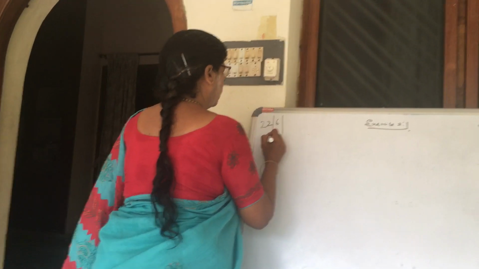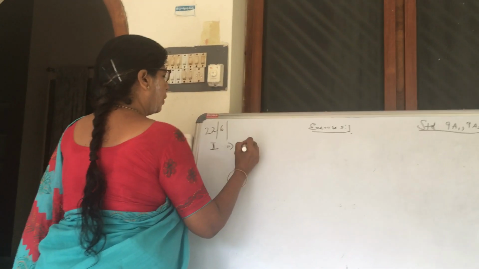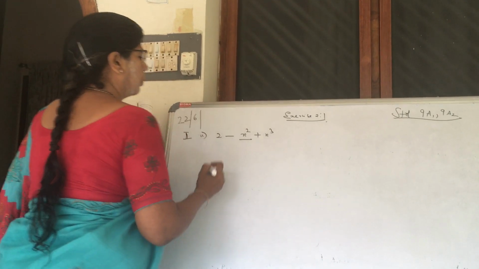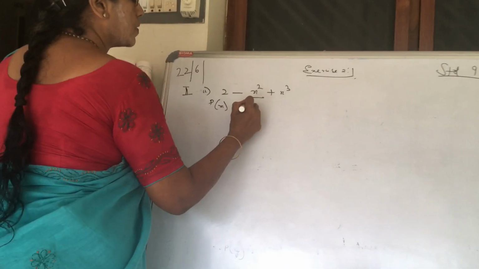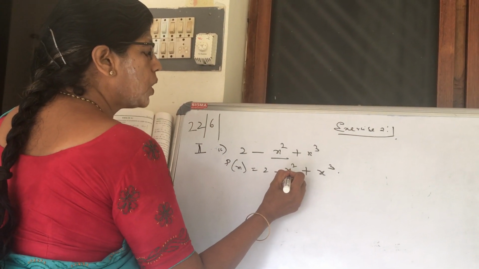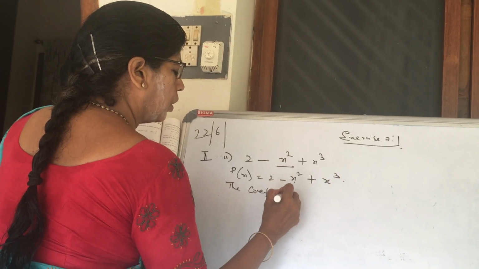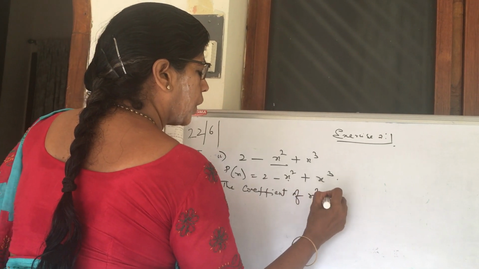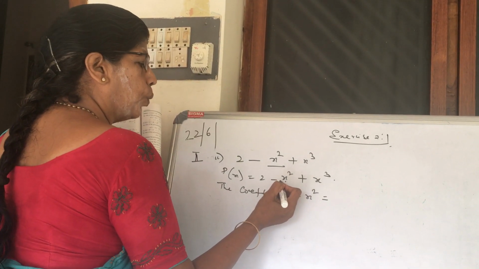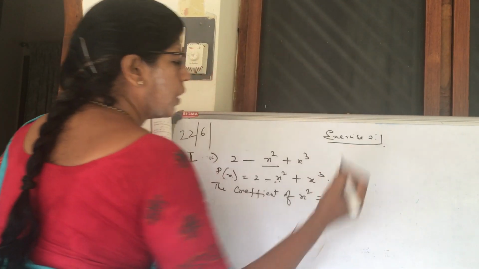Question number 2, children. Write the coefficient of x square in each of the following. I am doing the second bit. 2 minus x square plus x cube. Yes. P of x is equal to 2 minus x square plus x cube. What is the number before x square, children? The coefficient of x square. Do you remember? When there is no number, what will be the coefficient? 1. No number, the coefficient is 1. As there is a minus sign, we write it as minus 1.